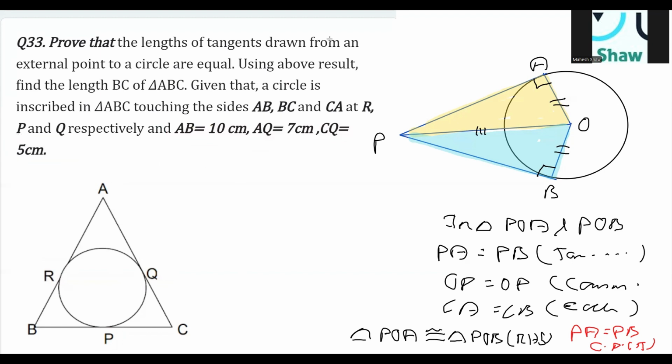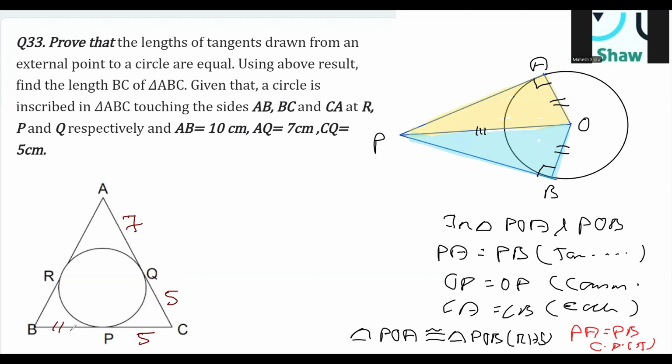So let's say if I write AQ first, AQ is 7. Then how much is CQ? CQ is 5. So from tangents from the same exterior point, as you know, CQ and CP are tangents from the same exterior point, so their lengths will be equal. So this is also going to be 5.